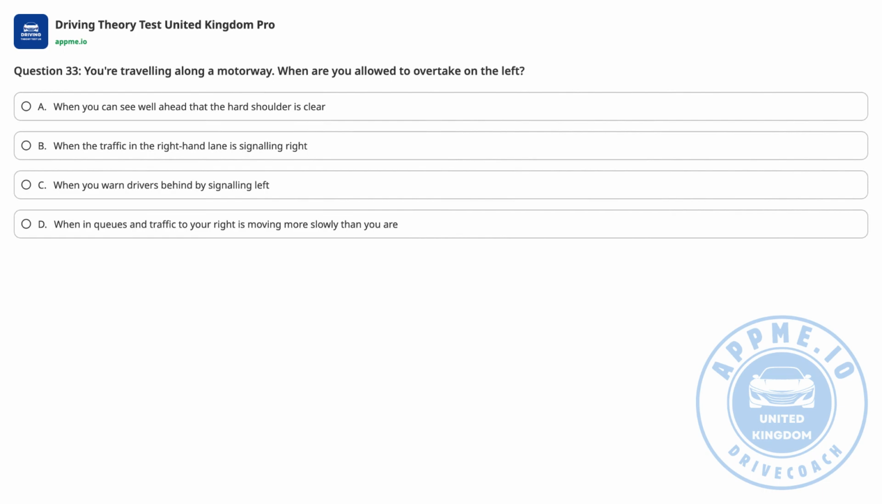Question 33. You're traveling along a motorway. When are you allowed to overtake on the left? A. When you can see well ahead that the hard shoulder is clear. B. When the traffic in the right-hand lane is signaling right. C. When you warn drivers behind by signaling left. D. When in queues and traffic to your right is moving more slowly than you are.